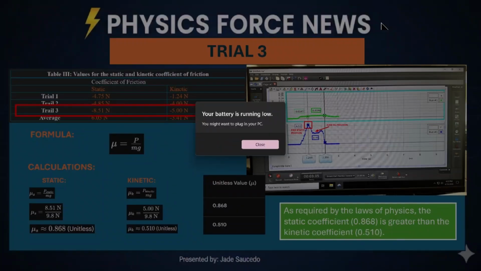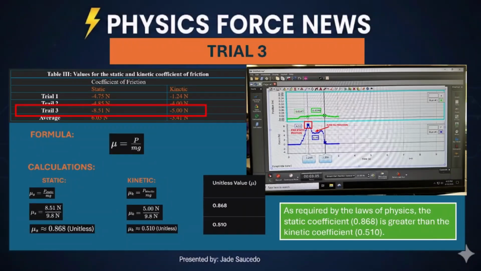What we are seeing here numerically is a perfect demonstration of the physics we discussed earlier. The force required to start motion is significantly higher than the force required to maintain it. Despite the higher raw numbers in this trial, the mathematical relationship between static and kinetic friction remains consistent as we move towards our final averages. Once again, my name is Jade Salcedo, and that is all for tonight's segment in Trial 3. We will be moving on to our final averages.